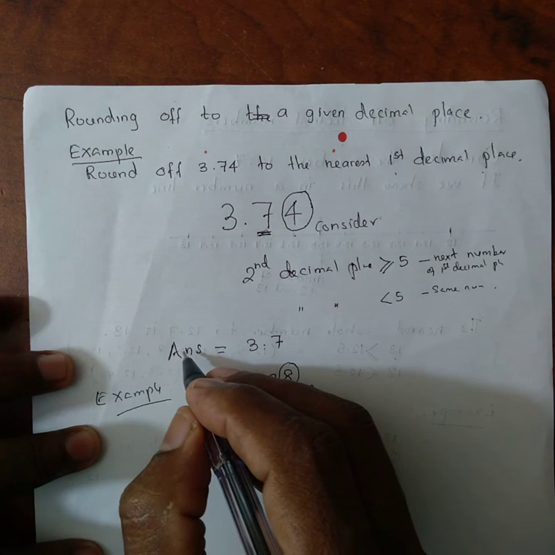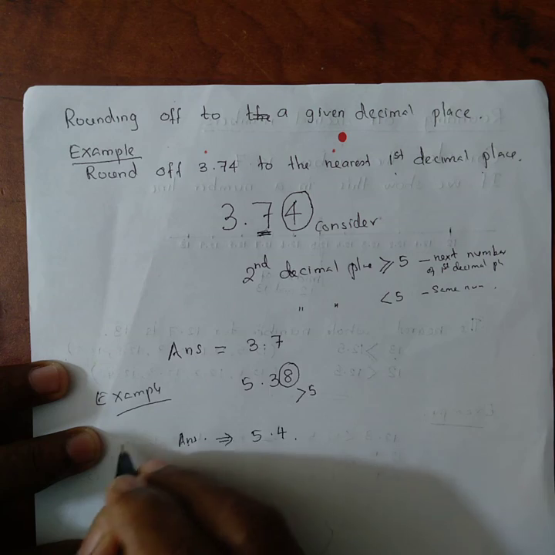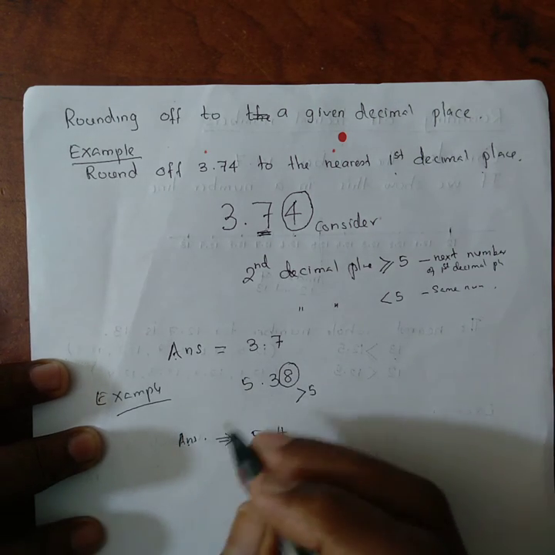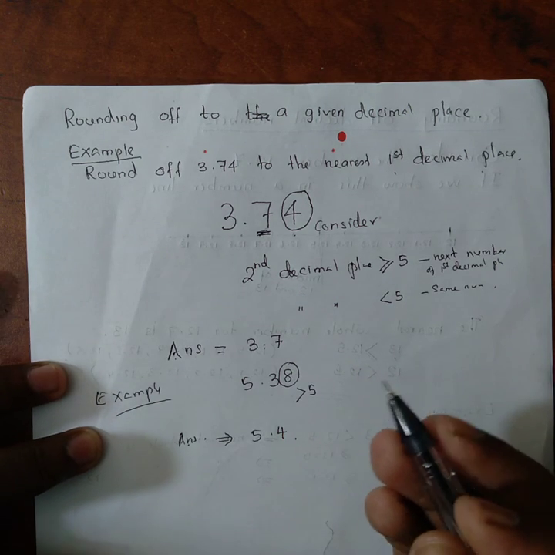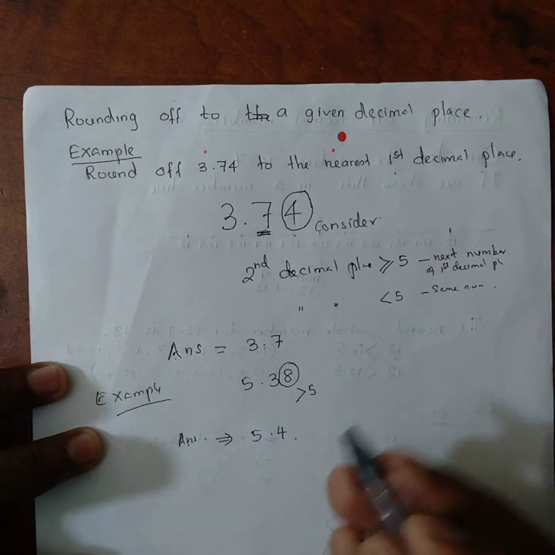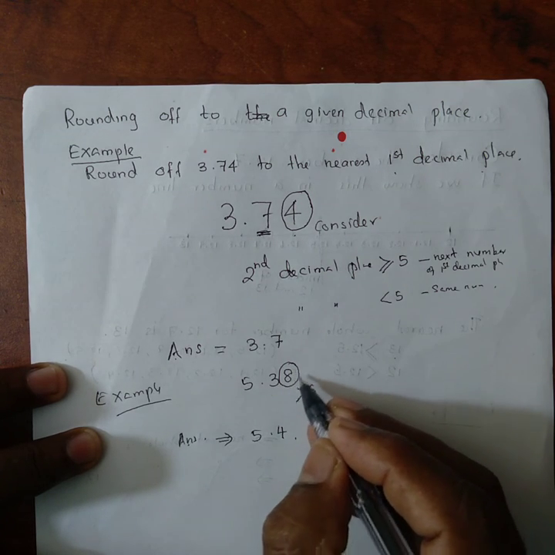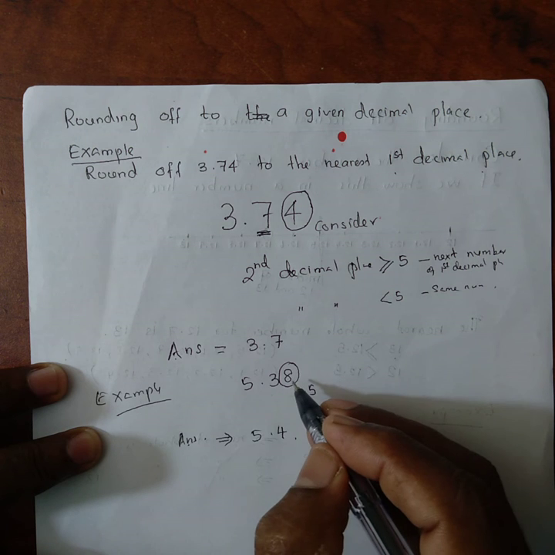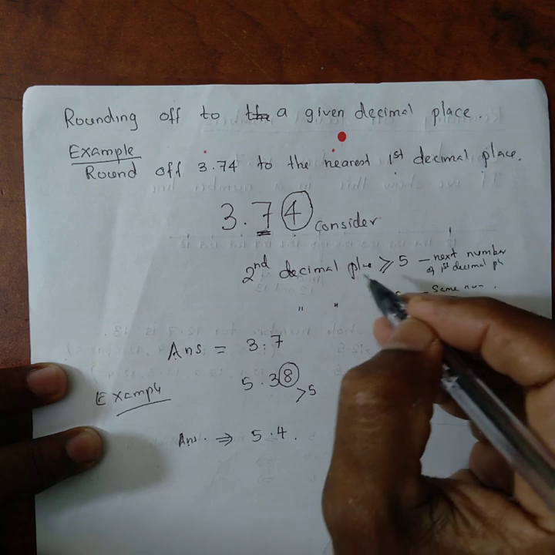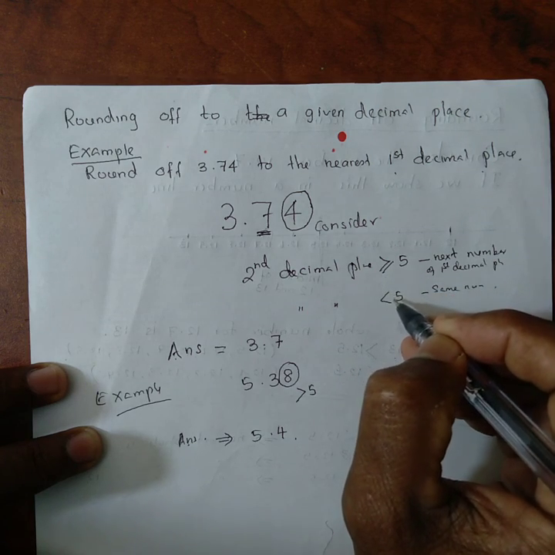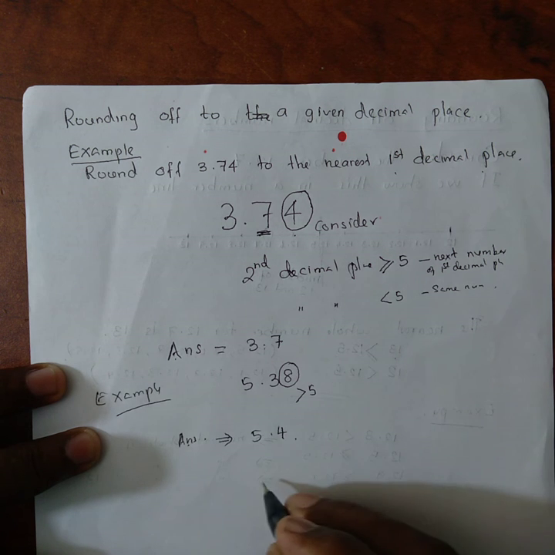The answer means you should write it: rounding off to the first decimal place. I have just put it in short as the answer, but you write the sentence: rounding off to the first decimal place. The answer is 3.7 here, and this is 5.4 since the second decimal place is more than 5. If it is more than or equal to 5, you will add 1. If it is less than 5, you will write the same number. So keep that in mind.